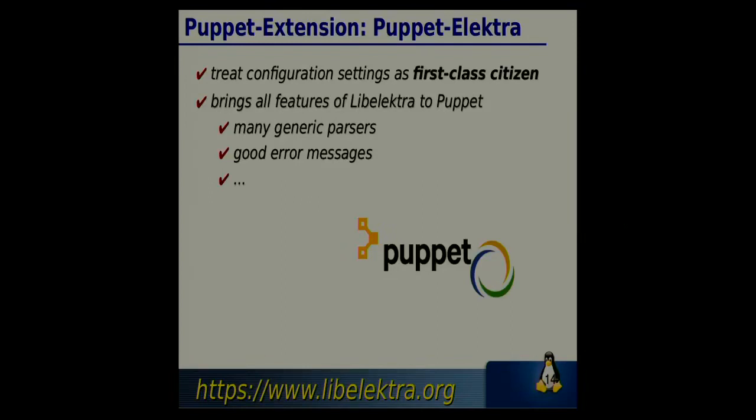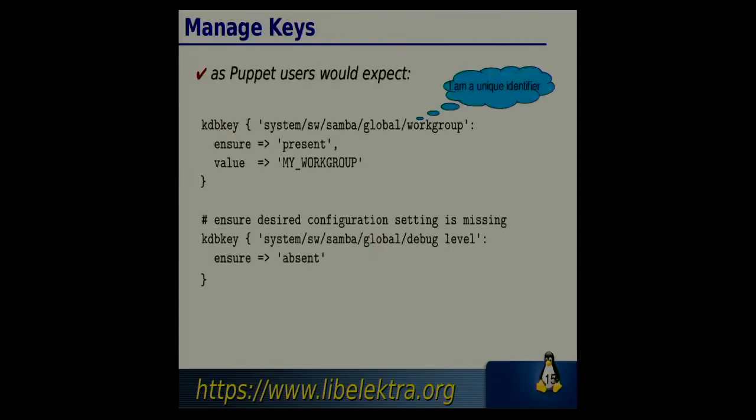And the goal of the project is to bring all features from libelektra to Puppet. So all the parsers Elektra has, the error messages that are provided by Elektra, and so on. So how does it work? The KDB key, so as you know in Puppet, you need here a unique identifier. And luckily, Elektra exactly has this unique identifier. Every key from Elektra is a unique identifier for a concrete configuration setting. So we directly write it here, and we automatically fulfill a Puppet property with it.